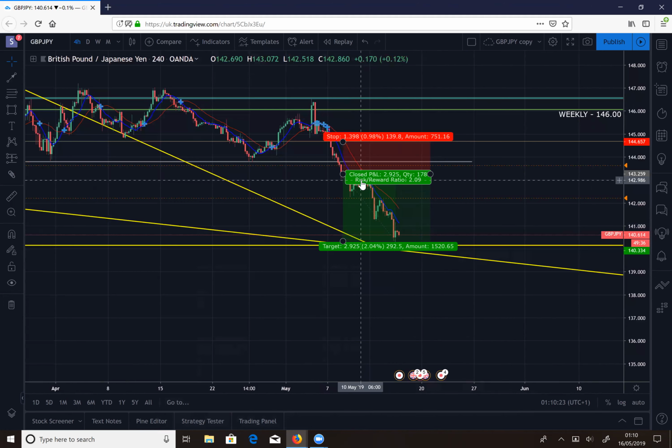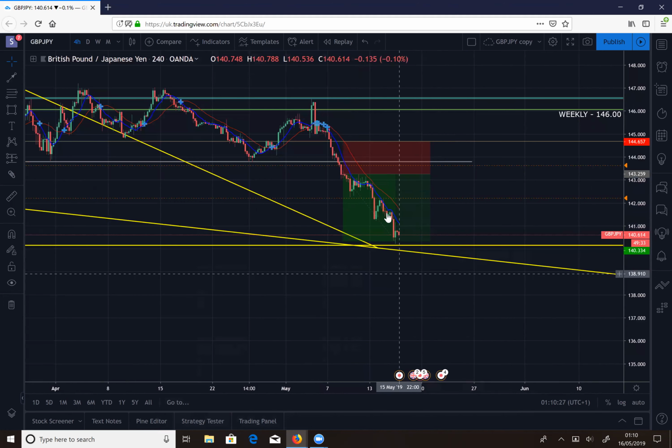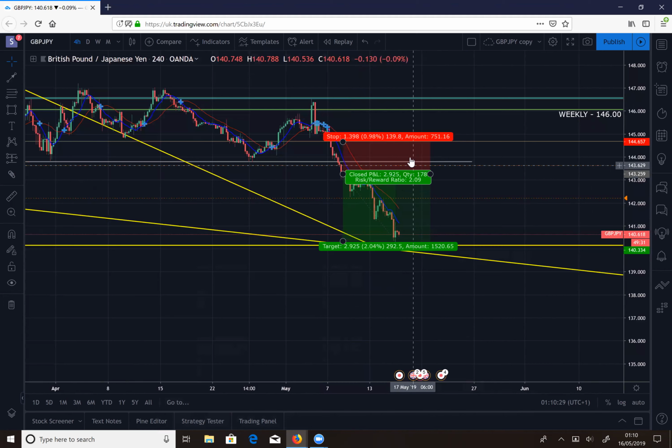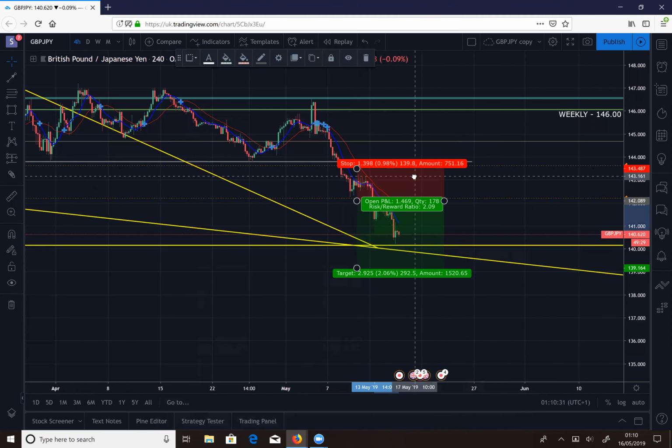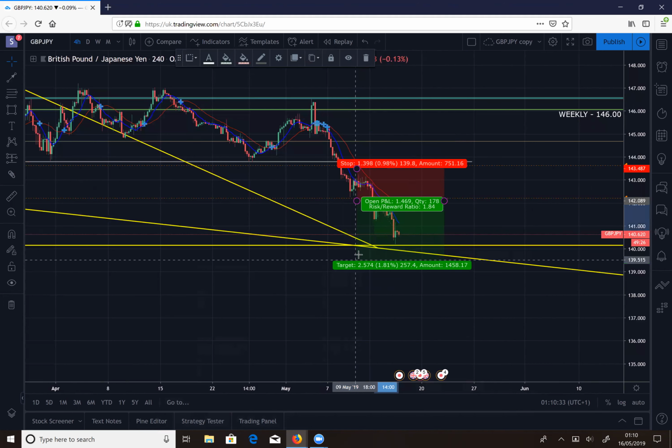$290 pips. Is that no? Hold on, sorry guys. It was from yesterday, so it was actually from here. Didn't think it was that many pips. There we go.